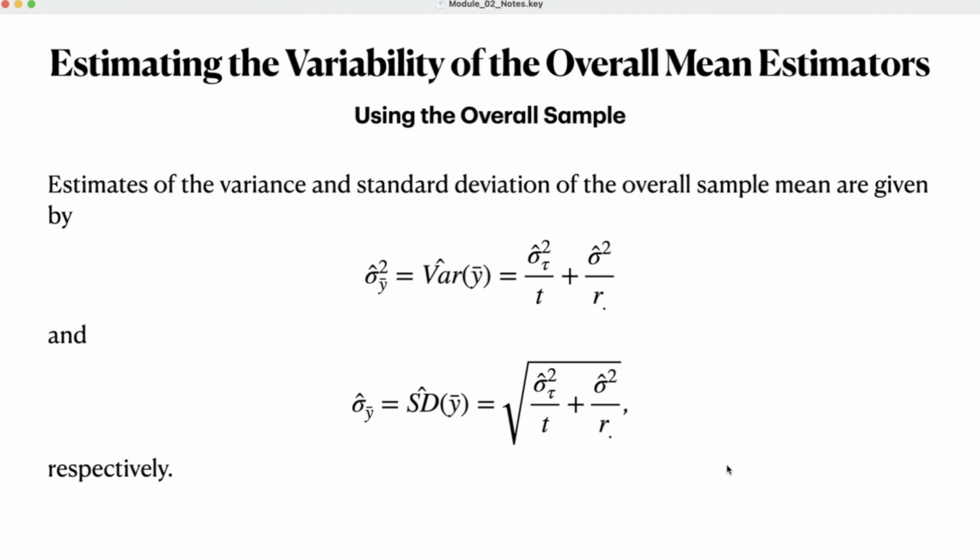Similarly, we can do the same thing to get estimates of the variance and the standard error of the overall sample mean. Estimates of the variance and standard deviation of the overall sample mean are given by the following. The estimate of the variance of y bar, sigma hat squared sub y bar, is equal to sigma hat squared sub tau over t plus sigma hat squared over r dot. And once we have that, we can take the square root of that to get the estimated standard error of y bar.